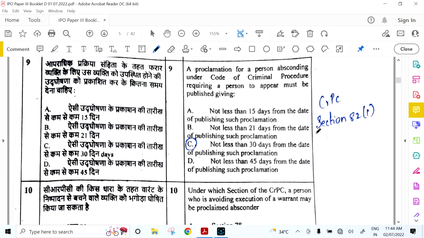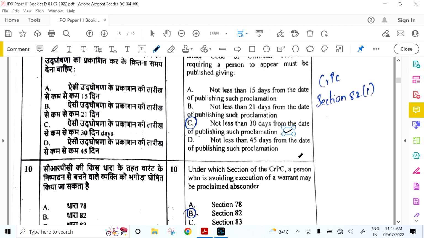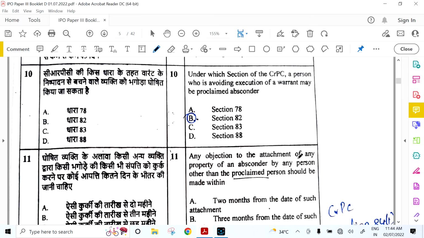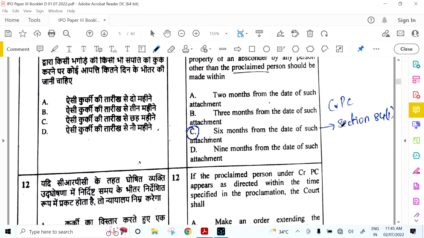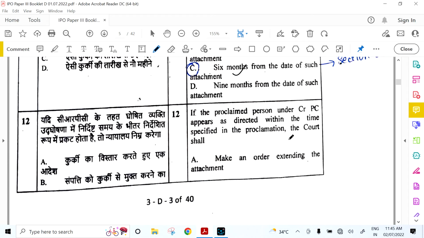A proclamation for a person absconding under Code of Criminal Procedure, requiring a person to appear, must be published giving not less than 30 days from the date of publishing such proclamation. Under Section 82(1) of CRPC, it is not less than 30 days from the date of publishing. Under which section of CRPC may a person who is avoiding execution of warrant be proclaimed as absconder? It is Section 82. Any objection to attachment of property of an absconder by a person other than the proclaimed person should be made within, as per Section 84(1), 6 months from the date of attachment.